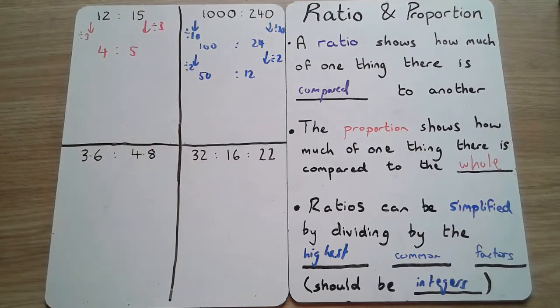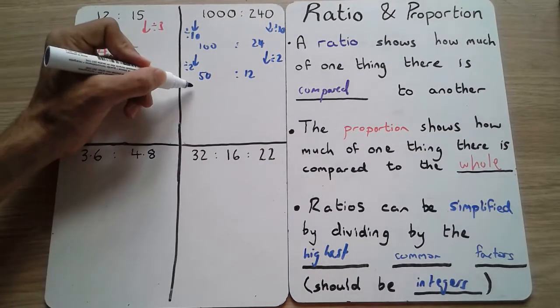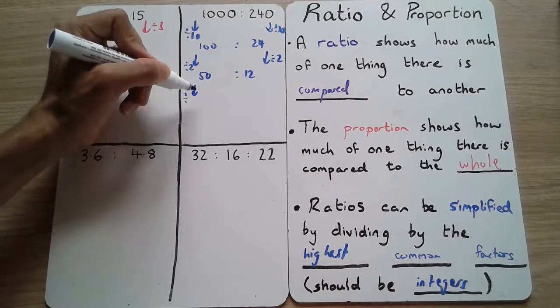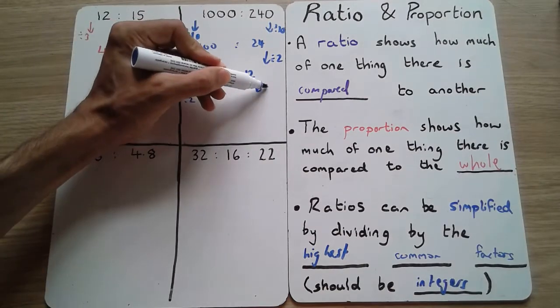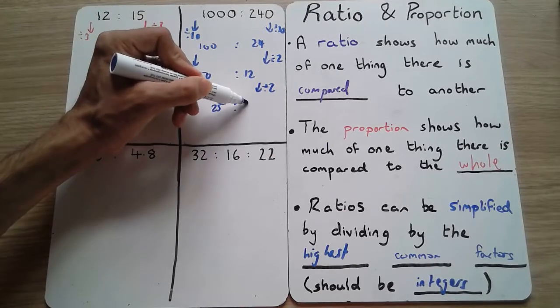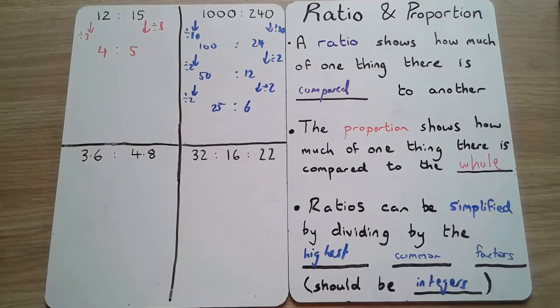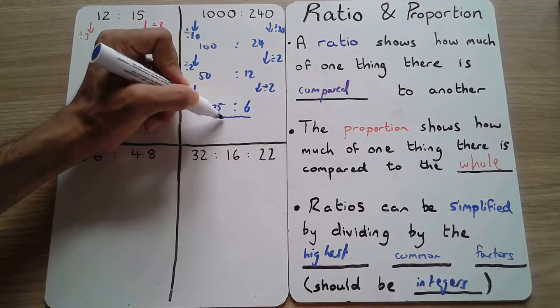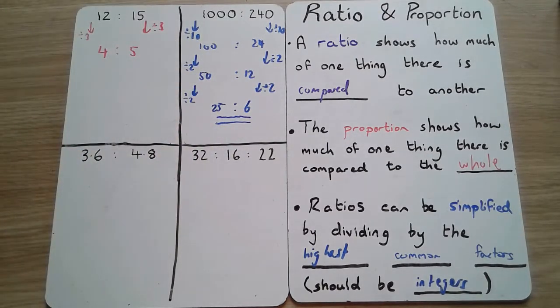And actually, once again, both of these numbers are divisible by 2. So divide by 2 and divide by 2, and that gives us 25 to 6. Now there are no other numbers that go into both of these, so 25 to 6 is the final answer here. Okay, next up we have a ratio of 3.6 to 4.8.